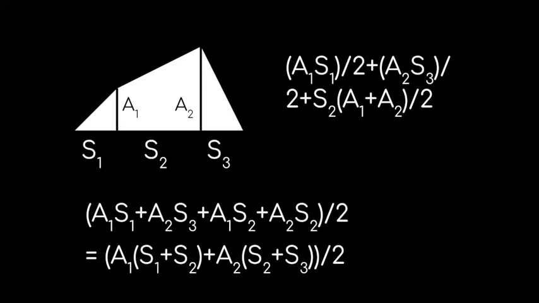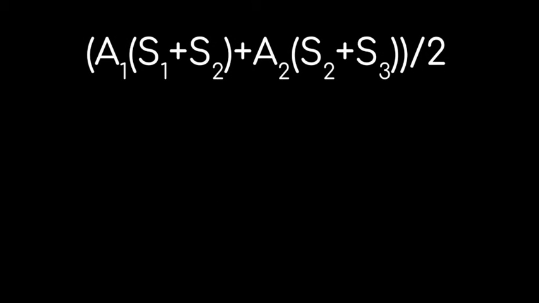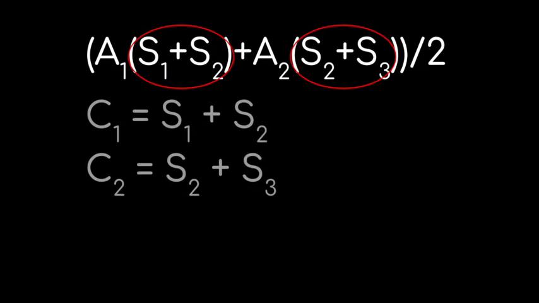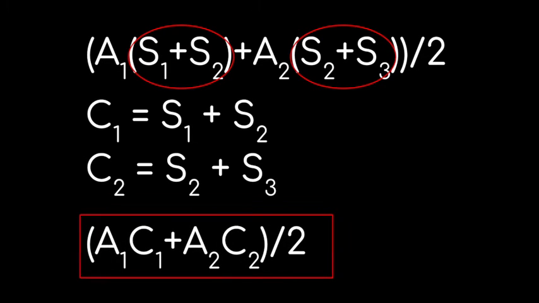This is where the simplifying down comes in. So let's look at this formula more closely. The S1 plus S2 and the S2 plus S3 can actually just be changed into just 2 variables instead of 3. So we've simplified our algorithm down further. So this is our final algorithm: A1C1 plus A2C2 over 2.